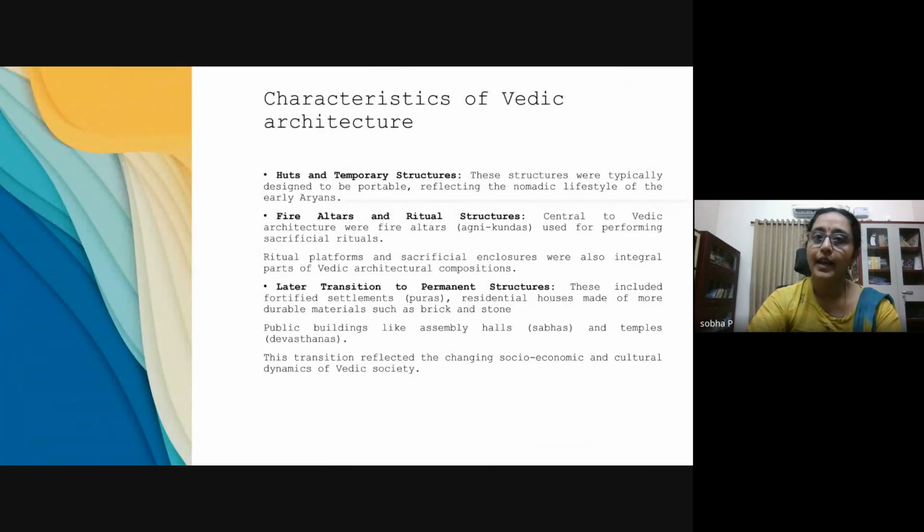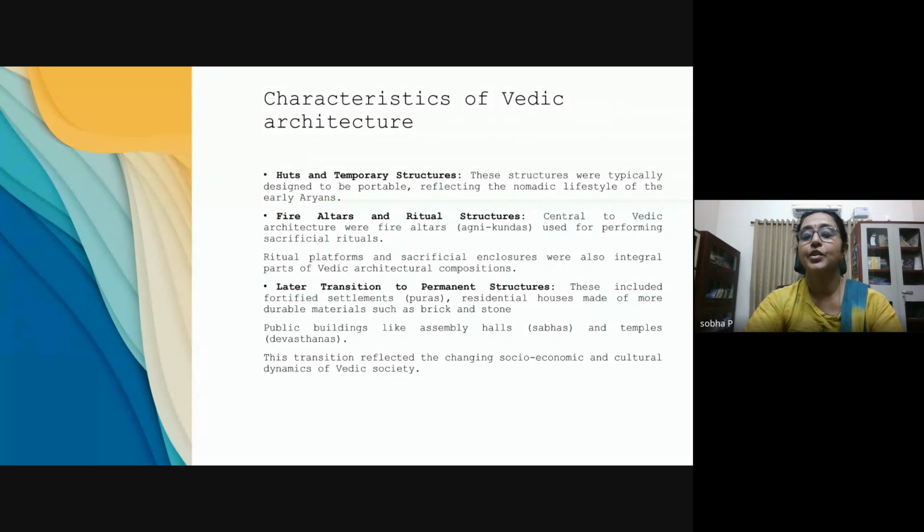And some of the characteristics of Vedic architecture: it is the huts and the temporary structures. These structures are designed to be very portable. That marks the nomadic lifestyle of the early Aryans. And there were fire altars, that is the Agni Kunda, which was used for performing the sacrificial rituals. So the ritual platforms and the sacrificial enclosures were all part of Vedic architectural composition.